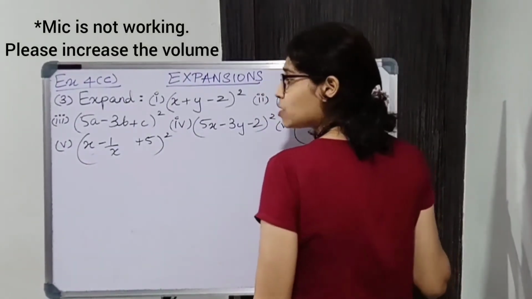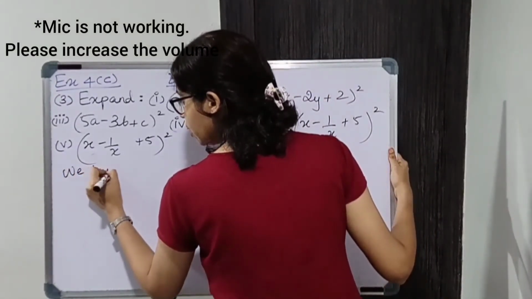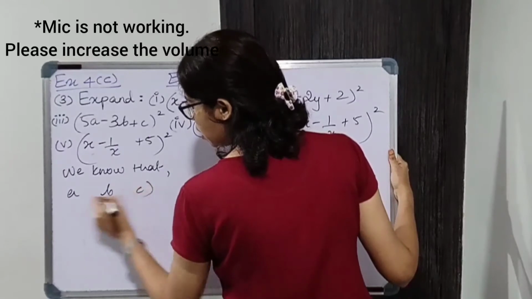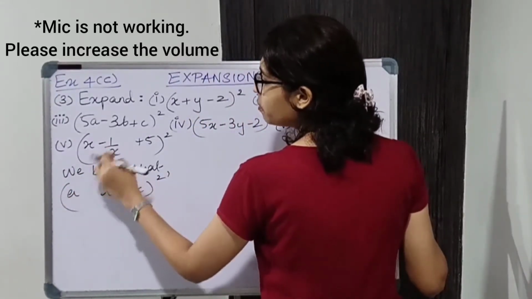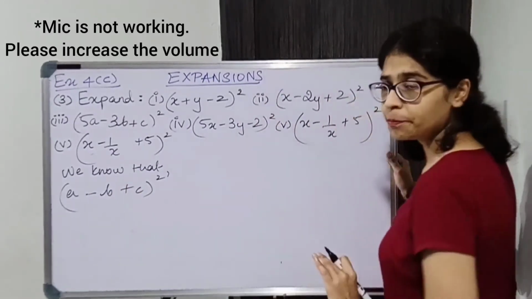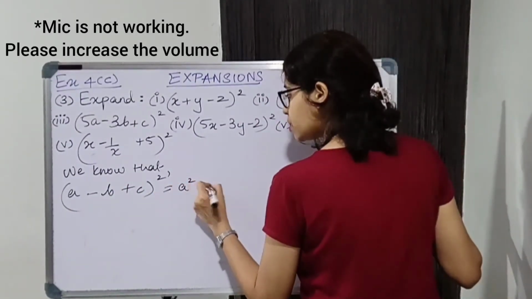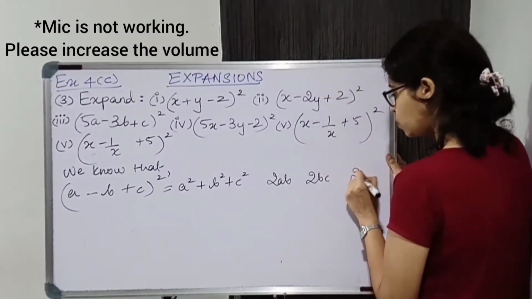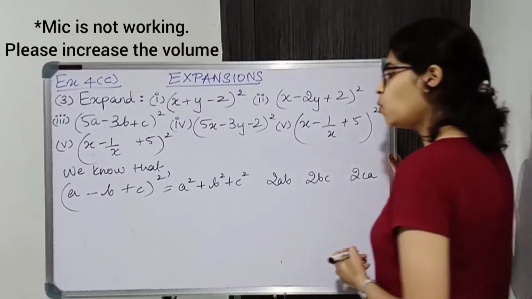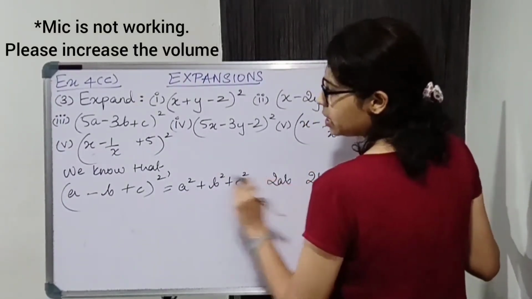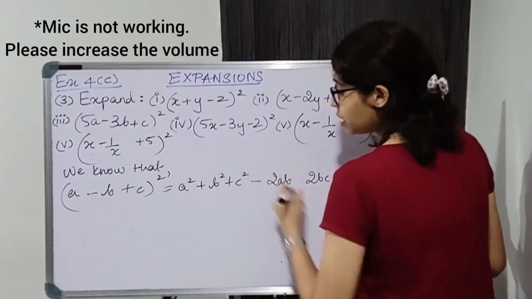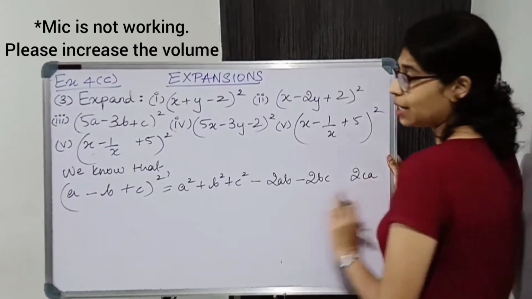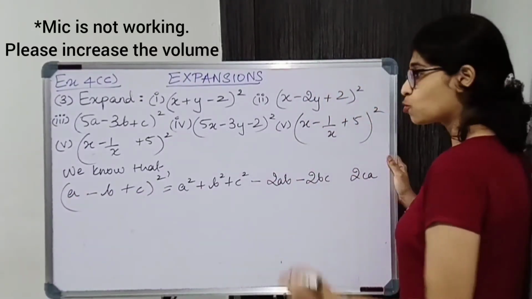Now coming to the last question, we know that (A - B + C) the whole square. A is positive, B is negative, C is positive. Simple. Now square. A square plus B square plus C square, then 2AB, 2BC and 2CA. Okay. Now A is positive, B is negative. A positive, B negative. Positive into negative, negative. B is negative, C is positive. Negative into positive, negative. C and A. C is positive, A is positive. So positive.